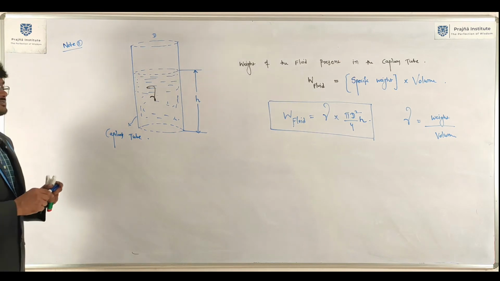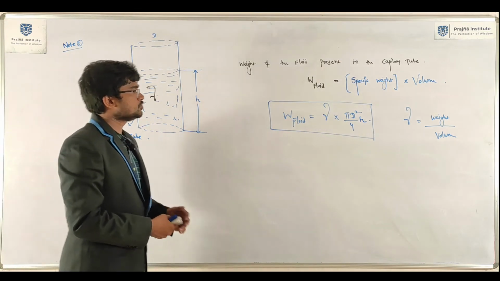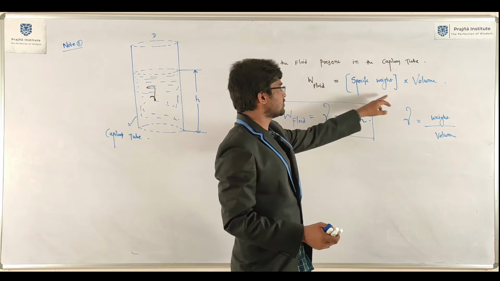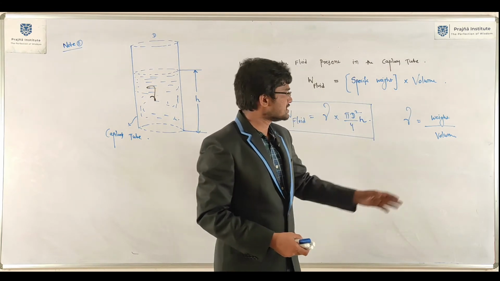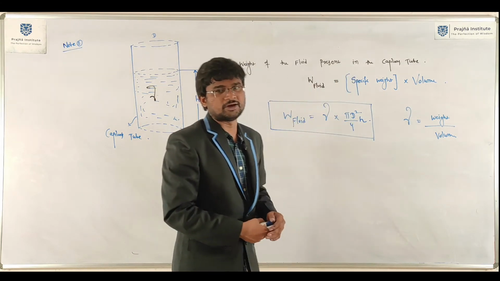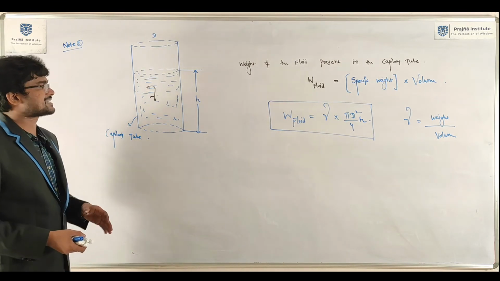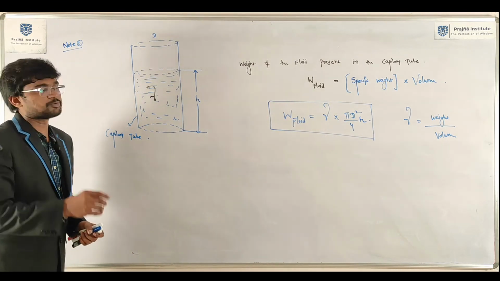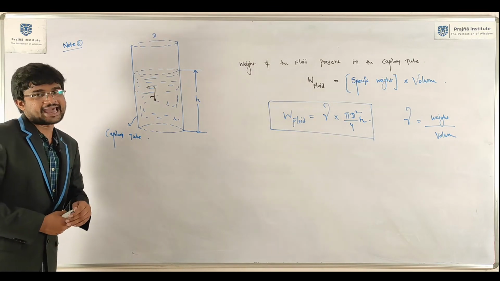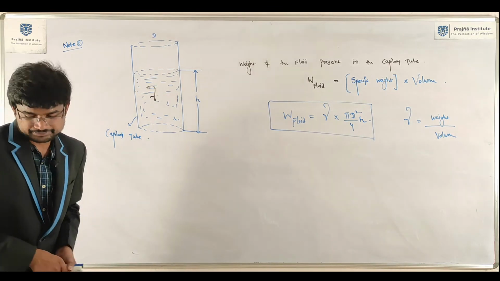So this property is very important. We need to use the definition of specific weight or weight density, which is nothing but weight per unit volume. We need to determine the magnitude of the weight of the fluid present inside the capillary tube. Now put the heading: capillary action or capillarity.